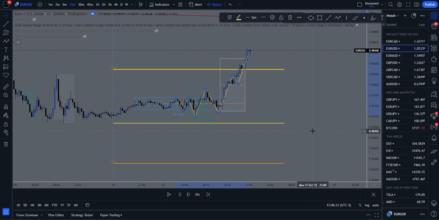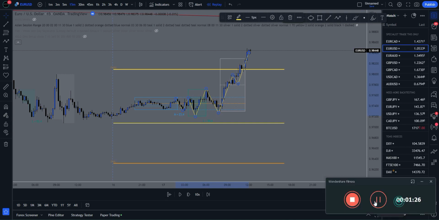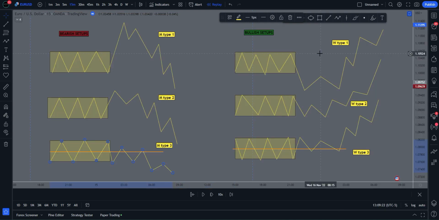All right, let's just look at the last one, the W type 3. As you can guess, it happens in the middle of the range. Same as the M. The M happens here in the middle of the range. The W happens on top. And we're looking for 3 pushes. Let's just look at a quick example.